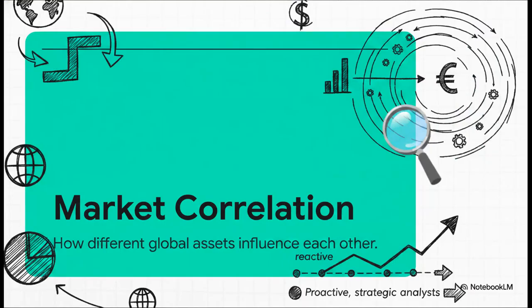And that brings us to our foundational concept for today: market correlation. This is essentially the core understanding of how different global assets influence each other. Honestly, this is the absolute bedrock of the material we're covering. The market is basically a living ecosystem. Assets do not move independently. They are actively pushing and pulling on one another every single second of the trading day. Grasping this concept, that's exactly what separates reactive participants from proactive strategic analysts.